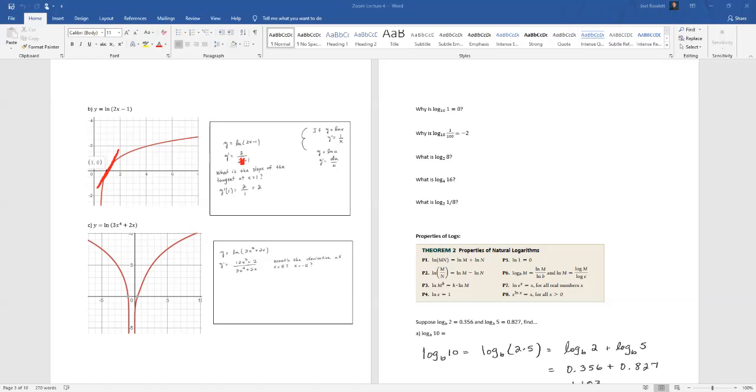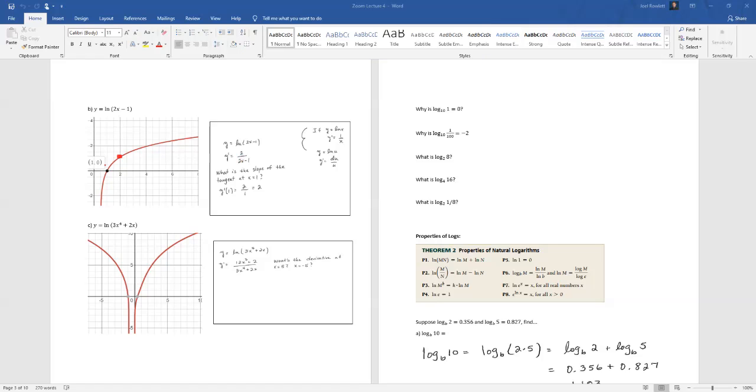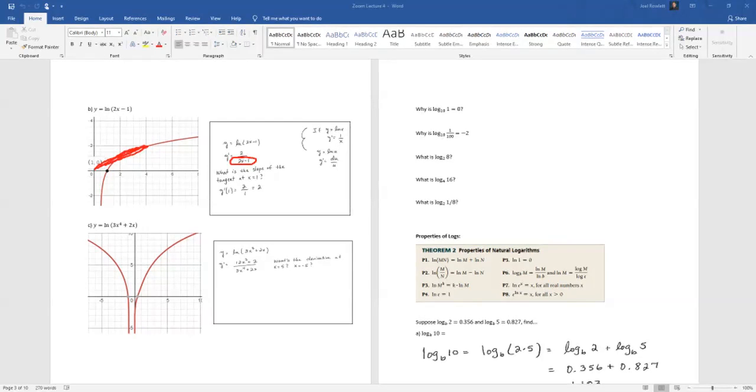What if we wanted to know the slope when x is, let's say, 2? What's the slope of this line? Well, to get the slope of that line, I would have to go back to the derivative equation and plug in 2 for x. And 2 times 2 is 4, and 4 minus 1 is 3. So that would be 2/3. So the slope of this tangent line here when x is 2 would be 2/3.